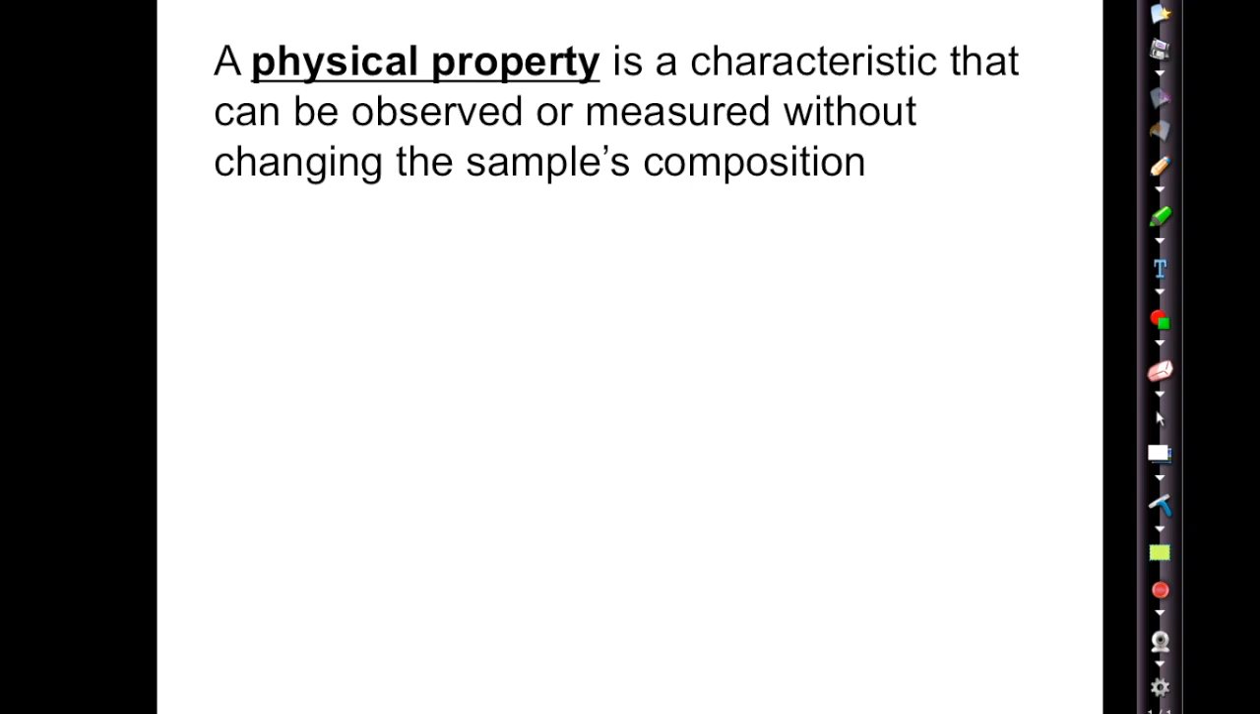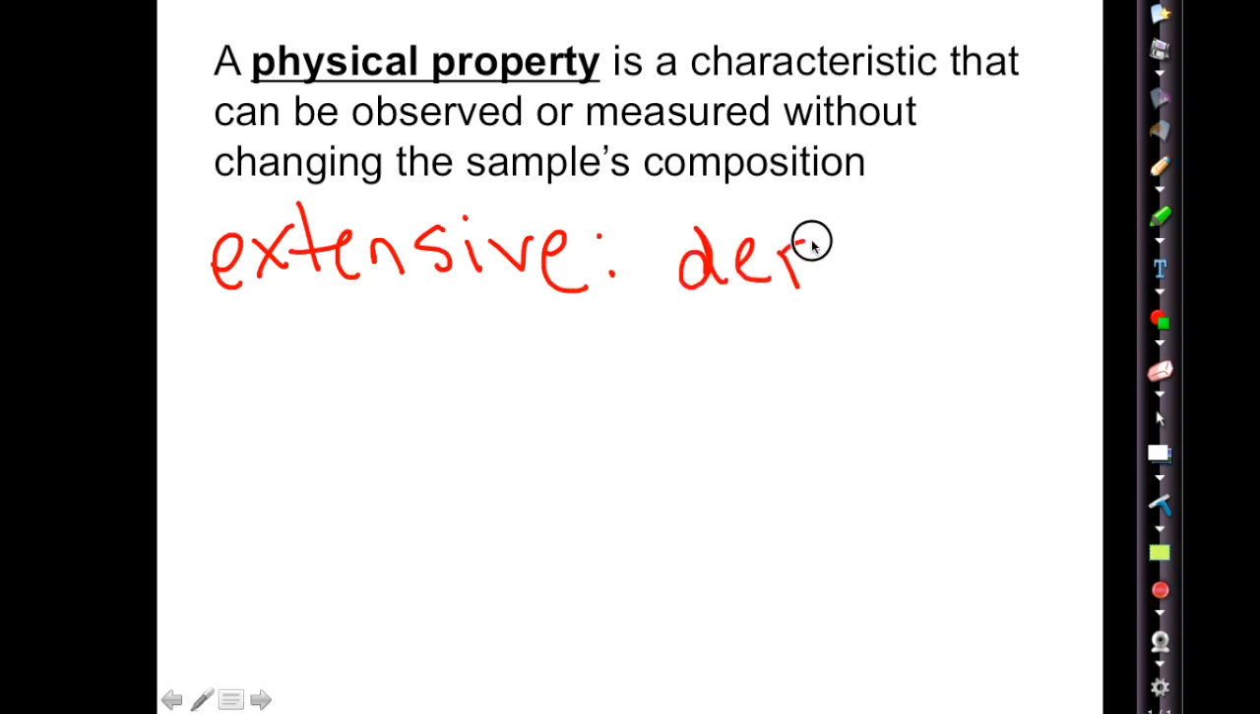Within the category of physical properties, we see two important subcategories: what are referred to as extensive properties and intensive properties. We're going to start with extensive properties here. Extensive properties are physical properties that are dependent on the amount of substance present. So this would be something like, for instance, mass. Mass is dependent on the amount of matter present.